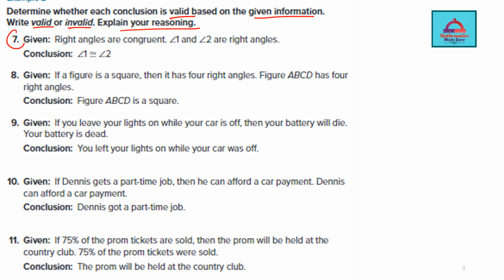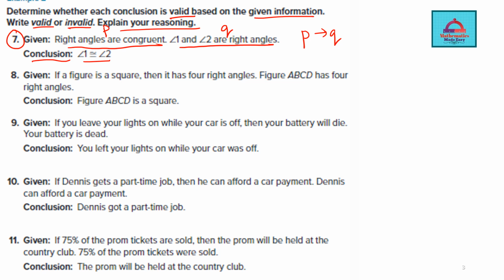So in question 7, if you see, you are given that right angles are congruent. Okay, this is statement P. And Q is that angle 1 and angle 2 are right angles. So this is what is given to you. That means P leads to Q is true. And then you have to say whether this conclusion that angle 1 and angle 2 are congruent is valid or not.